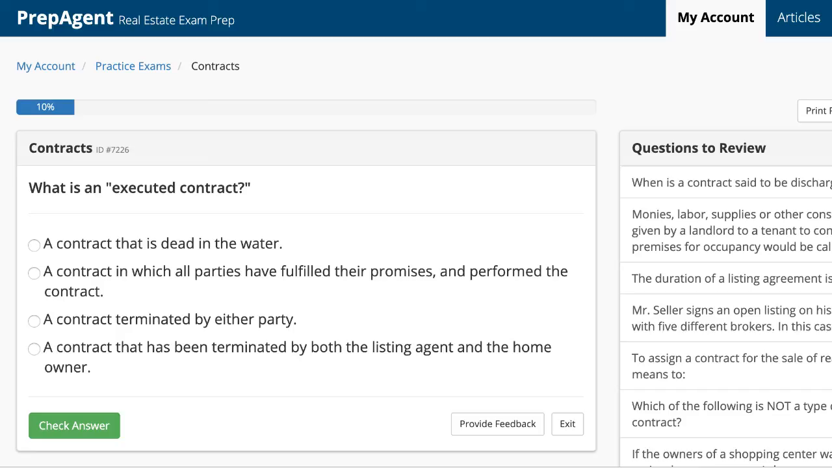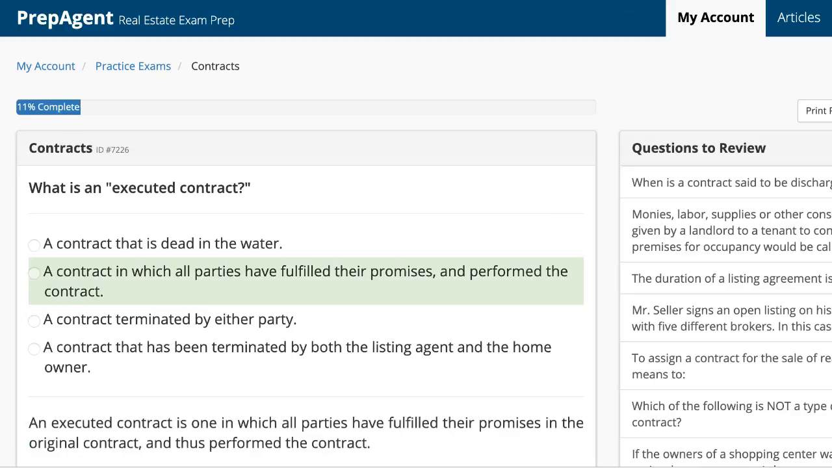Okay, here we go. What is an executed contract? A, a contract that is dead in the water. B, a contract in which all parties fulfill their promises and perform the contract. C, a contract terminated by either party. D, a contract that has been terminated by both the listing agent and the homeowner. And the answer is B. A contract in which all parties fulfill their promises and perform the contract.